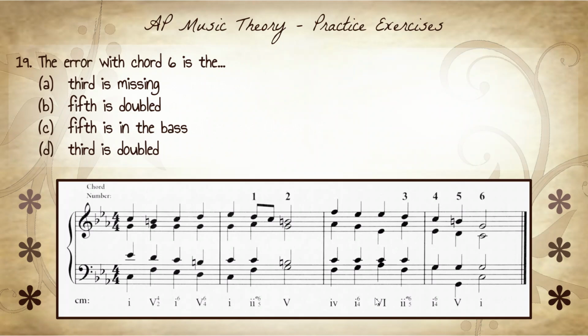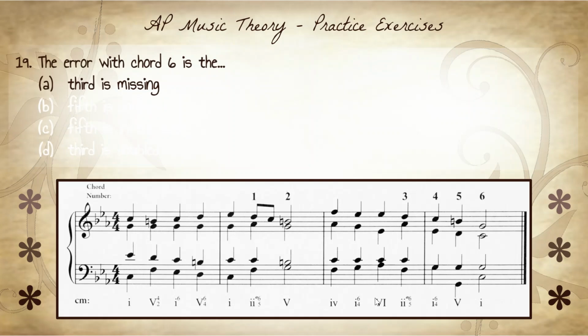Question 19. The error with chord 6 is the A, third is missing, B, fifth is doubled, C, fifth is in the bass, or D, third is doubled. Correct answer is A. The error with chord 6 is the third is missing. If you have to leave a chord member for better voice leading, you may leave out the fifth, but never leave out the third. It determines the quality of the triad.